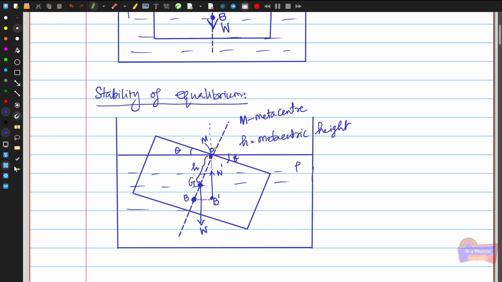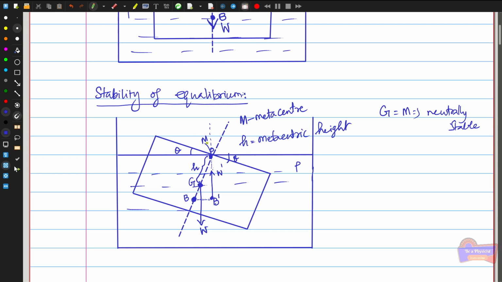Suppose this floating object is a sphere or a circular object. Then a tilt in this way or any other way will not change the center of gravity, and the shape of the displaced liquid will also not change. Therefore, the metacentric point will always coincide with the center of gravity, and this situation is called neutrally stable. That means if G is exactly equal to M, then the object is neutrally stable. One example is a circular object which is tilted in the water.